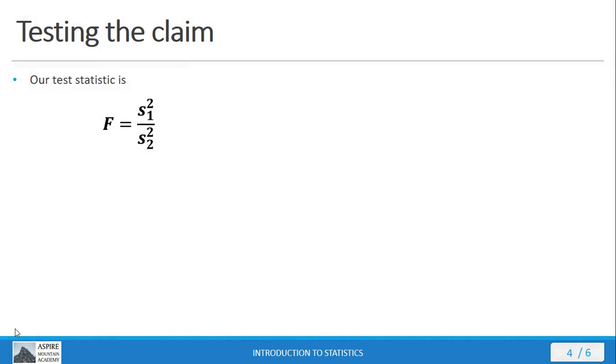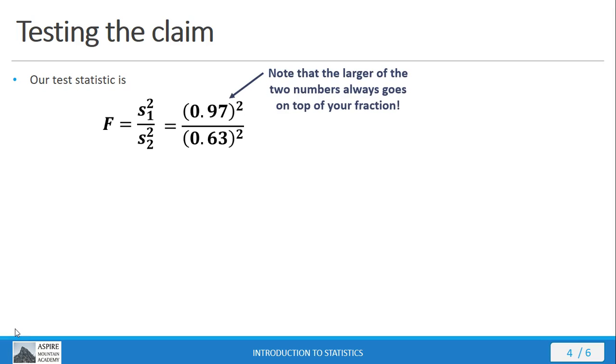To test the claim, we're going to evaluate our test statistic. We're just going to take the variance for the first sample, divide it by the variance for the second sample. To do that, we were given standard deviations, not variances, so we have to square the standard deviation for each of those samples to get the variance. And so there you see we plug the numbers in. Note the larger of the two numbers always goes on top.